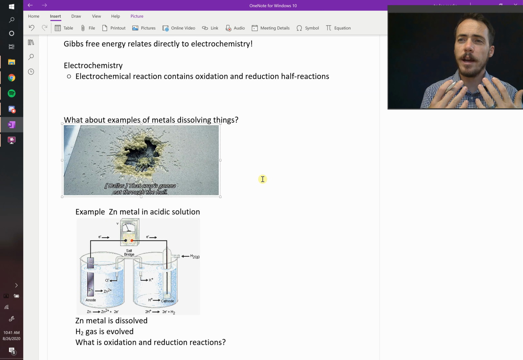So if, among the reactants, something gives up an electron and another species takes that electron, we call this a redox reaction, and this now becomes electrochemistry, okay? And you've probably seen this, right?